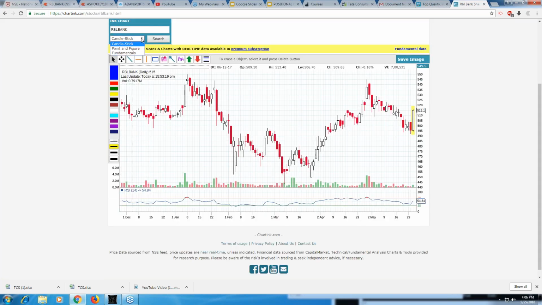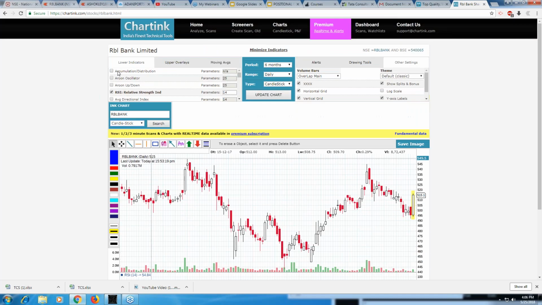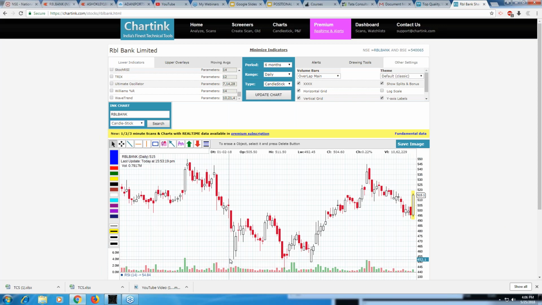You can go to the candlestick, point figure, etc. Then you have out here different indicators, like accumulation distribution, moving averages. Whatever you want, you can take it from here, MACD, RSI. But of course this gives you end of the day data. It doesn't give you the live data. For live, I believe you have to go for the pro from here. All right, so this is charting.